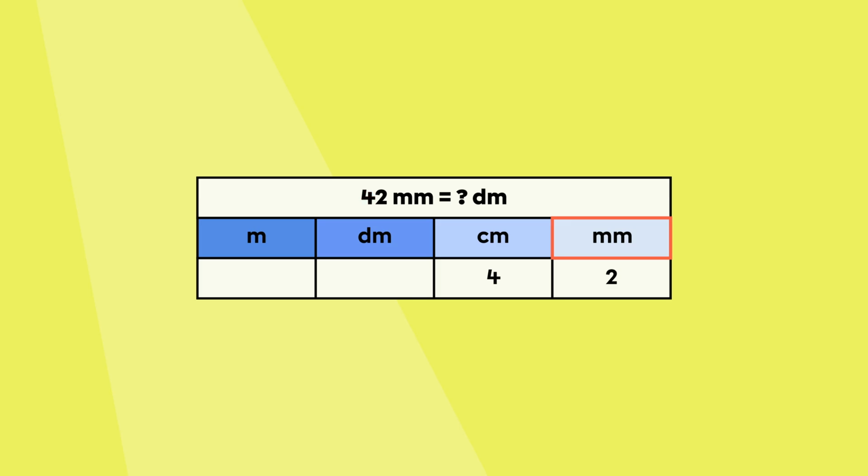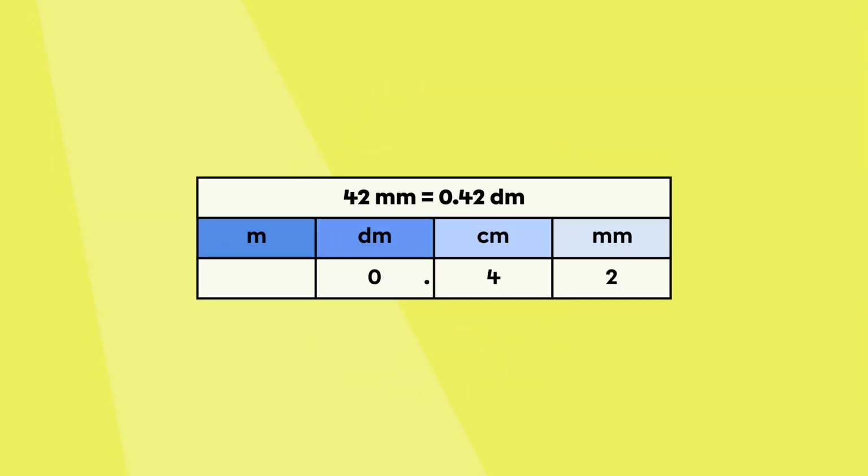Once the initial measurement has been correctly placed in the table, I find the column of the new unit of measure. Since I want to convert the measurement into decimeters, I need the decimeters column. Now I place the decimal point to the right of the new unit column, the one for decimeters. Finally, if there's no digit in this new unit column or in the columns to the right of the decimal point, I add a 0 in each of them. So I add 0 in the decimeters column. That's it. I get 0.42 decimeters. So 42 millimeters equals 0.42 decimeters.